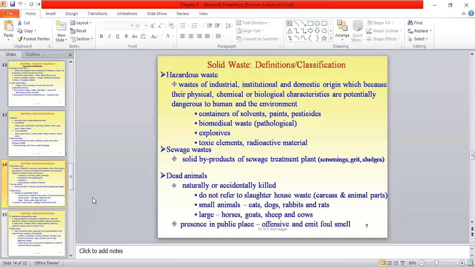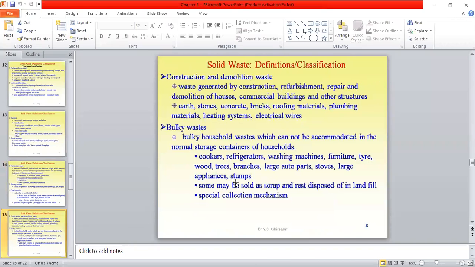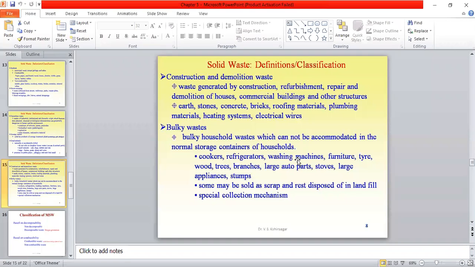I hope you have written everything and will be able to see it in one shot in your notebook, as it is not possible on this slide. Then the construction and demolition waste, which is also very huge material and usually non-degradable. Then the bulky waste, which we have discussed a lot. Whatever large products cannot be accumulated by the regular household dustbin are bulky waste. So this much part we have studied in the last lecture itself.